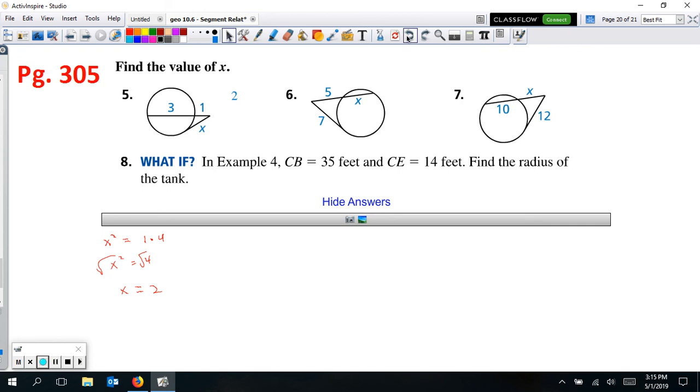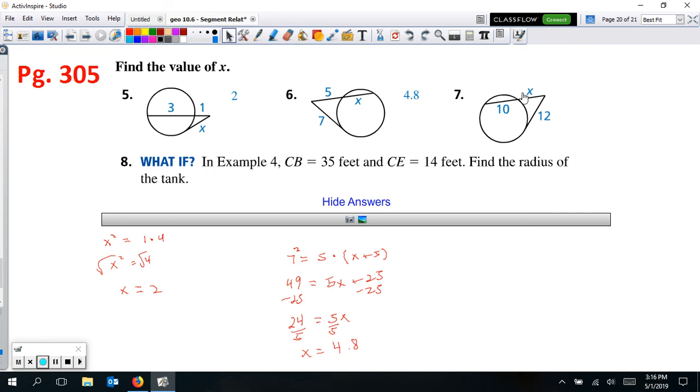Number 6, here's what we're going to be doing. 7 is our tangent segment part, so that's going to get squared. So 7 squared is equal to the external part, the 5, times the whole thing. So it's just going to mean x plus a 5. So distribute that into there. So 7 squared is 49. It's going to equal 5x plus 25, and subtract 25. That gives you 24 equal to 5x. Divide by 5. And so we get a decimal answer for this one. 4.8 is our answer for number 6.